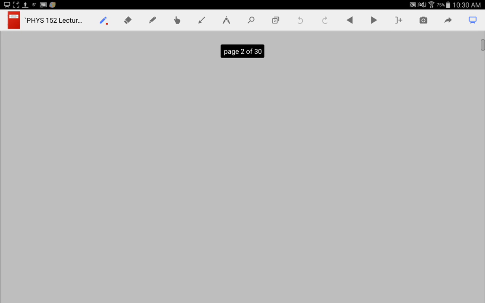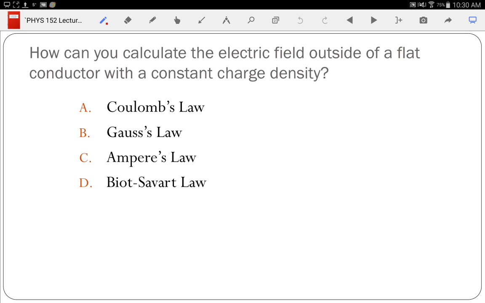So, let's continue on where we left off last class period. Starting with the clicker question. How can you calculate the electric field outside of a flat conductor with a constant charge density? Going to have to try harder, Jared, not just press a button.